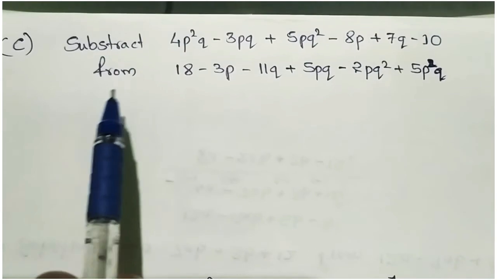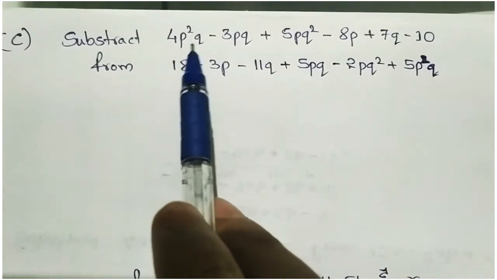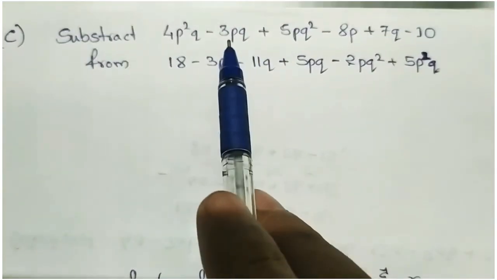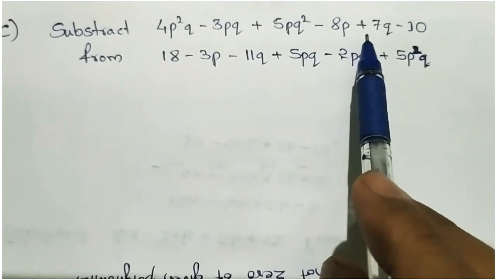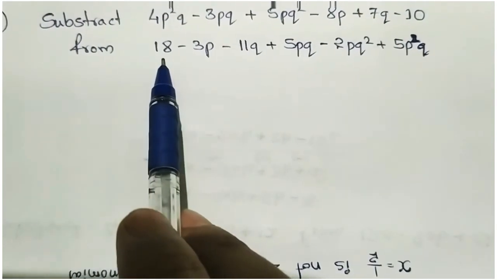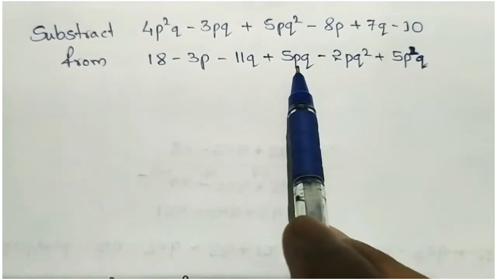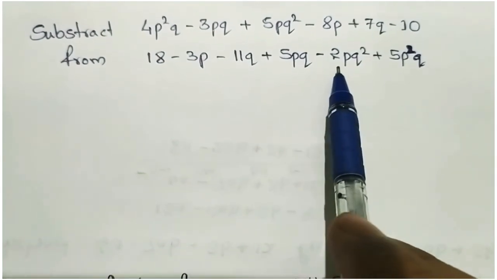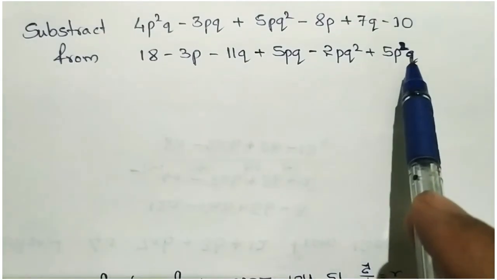The second one is for your practice. Now I am solving the third one. Subtract 4p square q minus 3pq plus 5pq square minus 8p plus 7q minus 10 from 18 minus 3p minus 11q plus 5pq minus 2pq square plus 5p square q.